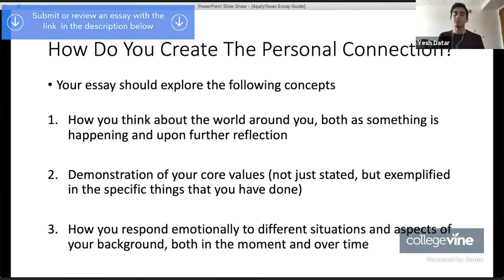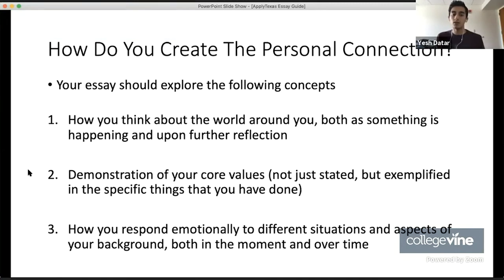Okay, but essentially the big picture idea is to try to incorporate all three of these aspects into an essay. And if you've already written your essay, make sure you have all three of these things. It's proven over time that these things will help strike this personal connection with the admissions officer, which, as we said before, is very essential.